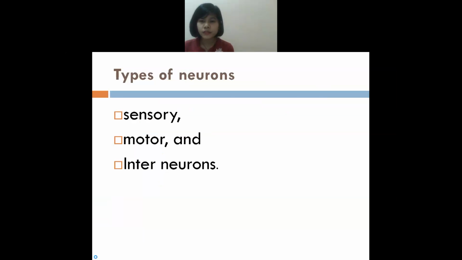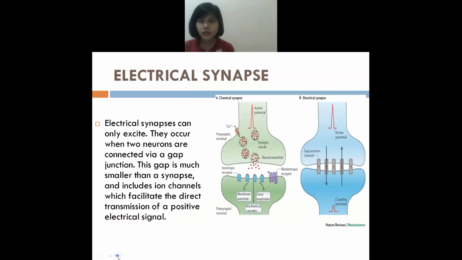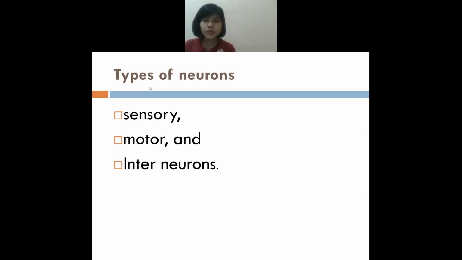Okay, so in the last class, we discussed chemical synapse as well as electrical synapse. I hope you all are clear about the topic. And today we will be discussing types of neurons. Neurons also have various types. First is sensory, motor and interneurons. So these are the types of neurons.